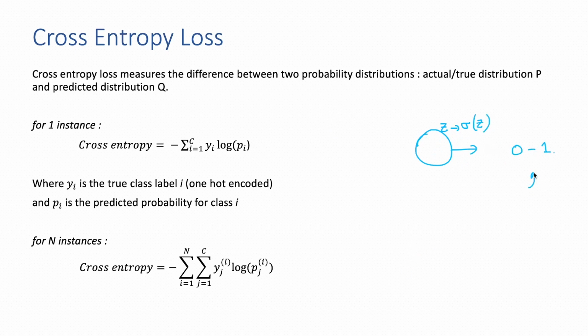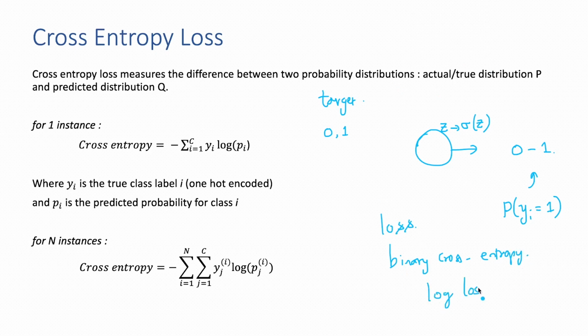We call these values probability values. The probability of yi being equal to 1. So the target variable in case of binary classification problem was either 0 or 1. Okay, so this is what we have perceived, and whatever loss function that we have considered was the binary cross entropy loss. We also call this binary cross entropy loss as log loss.